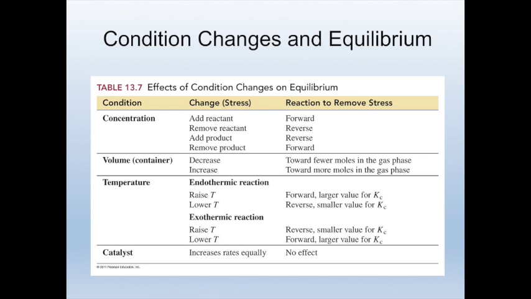If you change the volume by decreasing it, this will cause the reaction to move towards fewer moles in the gas phase. If you increase the volume, it will move towards more moles in the gas phase. And for endothermic reactions, raising the temperature causes the reaction to go forward. Lowering it causes the reaction to go in reverse. And for exothermic reactions, if you raise the temperature, the reaction will go in reverse. And if you lower the temperature, the reaction will go forward. Catalysts do not affect equilibrium because they increase both rates equally, and therefore it doesn't stress the system.